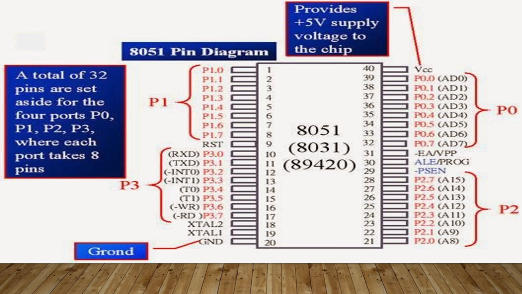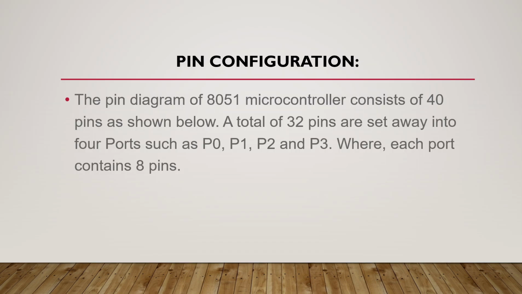Coming to this, we have four ports, P0, P1, P2, P3, where each port takes 8 pins. We have a separate ground, and the remaining pins are the reset pin, the oscillator pins, and other different pins. I will explain them one by one, and the ports one by one also. Next, the pin configuration.